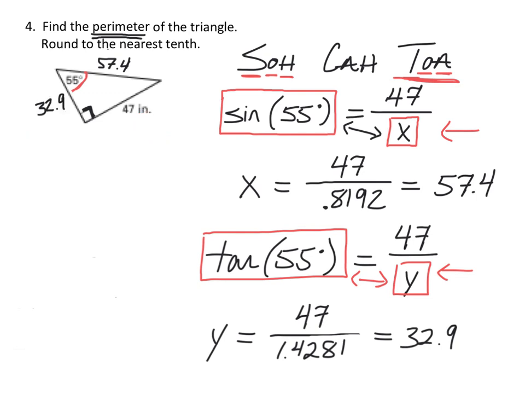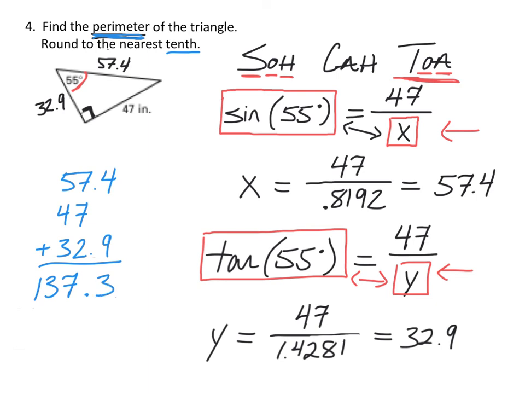So let's just recall what exactly they were asking for. They wanted to figure out what the perimeter was to the nearest tenth. So I've rounded each of my decimals to the nearest tenth. So now I can add up my three values to figure out my perimeter. So the 57.4 plus the 47 plus the 32.9, which gives me 137.3. And my units in this case were inches.